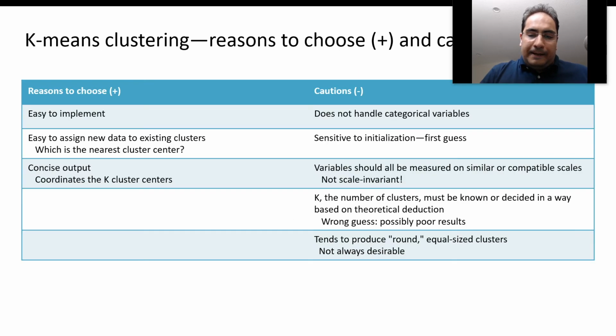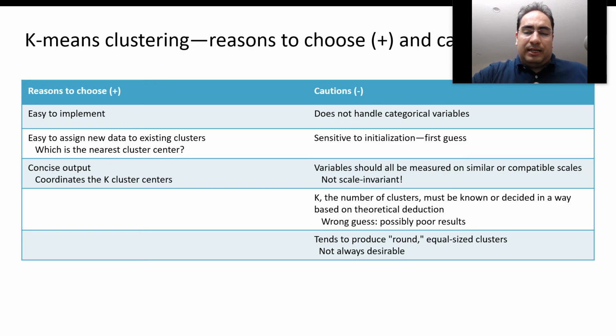So at the end, there are some ways that you could see if you want to choose k-means, or be cautious in choosing it. Choose k-means because it's very simple to implement. It's easy to assign new data to an existing cluster. You could just simply add some data and find out where it is in that cluster. It has a concise output. The coordinates are precisely given, so you can say, this is the centroid of this cluster. It's very easy to understand.